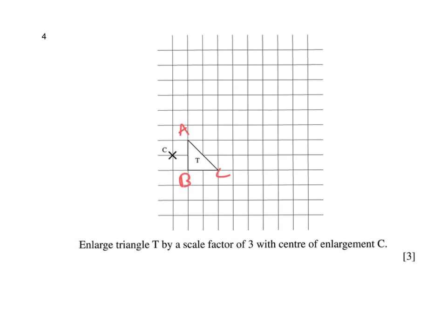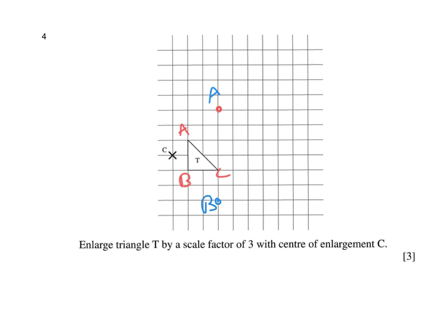Scale factor 3 means I times those distances by 3. So instead of being 1 square across and 1 square up, it now becomes 3 squares across and 3 squares up. So my new corner A is going to now be there. For B, instead of going 1 square across and 1 square down, I'm going to go 3 squares across and 3 squares down. So corner B will now be here.